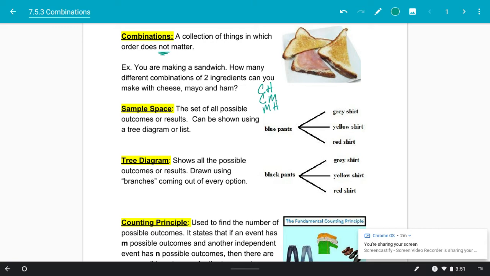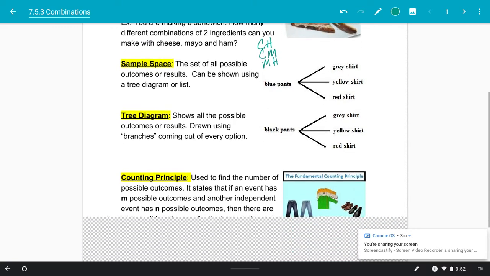Tree diagrams are usually really nice ways to visualize all of our combinations, but they're much more efficient when we're working with smaller sample spaces, right? I'm just talking about 2 pairs of pants and 3 shirts that I could pick from. If I had like 10 pairs of pants and 15 shirts, I wouldn't want to have to draw out 15 branches off of those 10 original items. That could get kind of crazy.